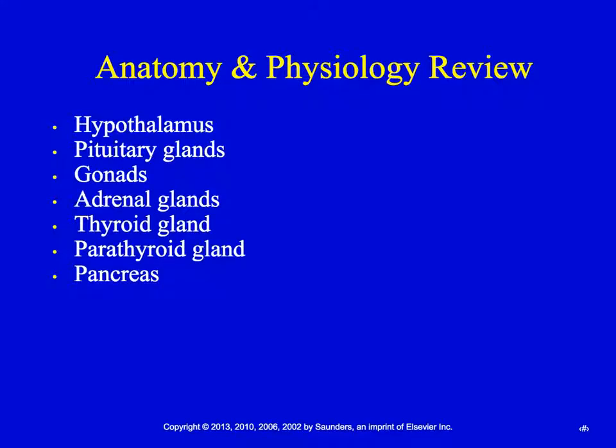So again, here's a list of the endocrine glands. If you look on page 1359, table 64.1, it talks about the hormones that are secreted from each one of these. It's important to kind of get familiar with that, to know where each hormone comes from, and then begin to familiarize yourself with the effects that these hormones have on the rest of the body.